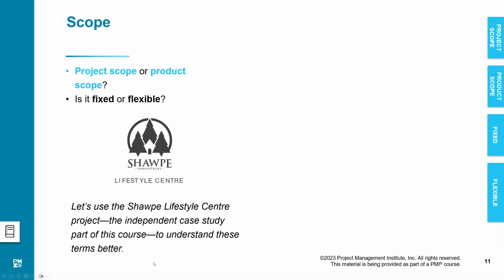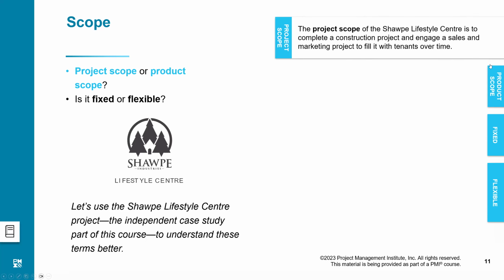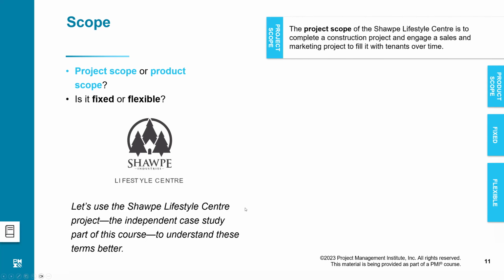Okay, you remember I did mention a case study which we would be referring to during our course. That case study is very interesting. That is the Shoppe Lifestyle Center. So let us look at the product scope and the project scope of that case and see what was fixed and what was flexible. On the right hand side, you can see these tabs, the project scope, and all that. So let's see what they are. So, what is the project scope of the Shoppe Lifestyle Center?